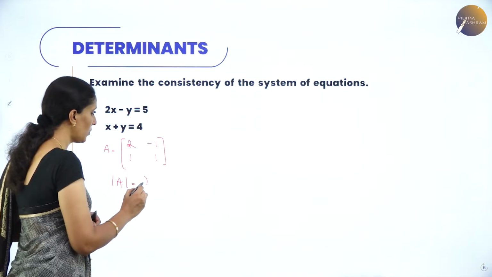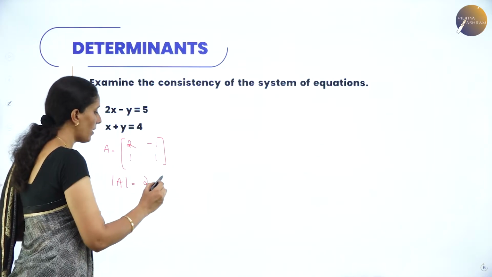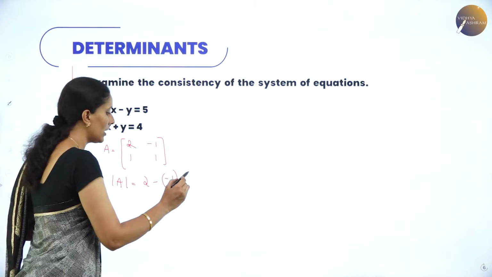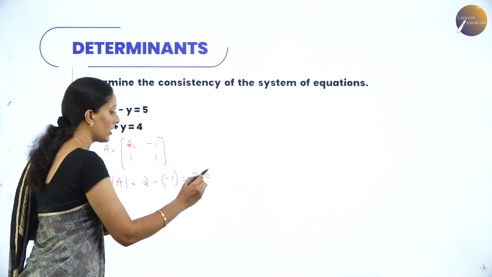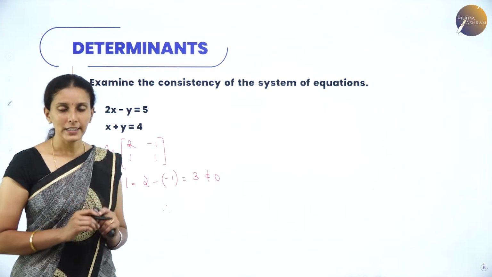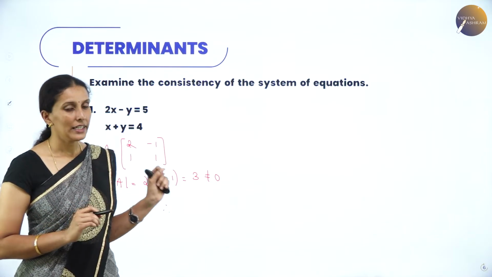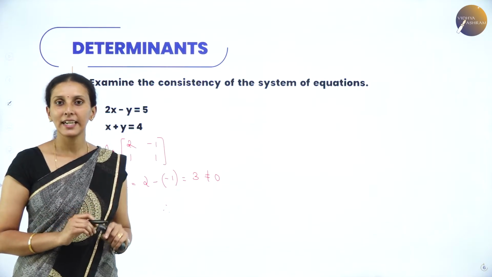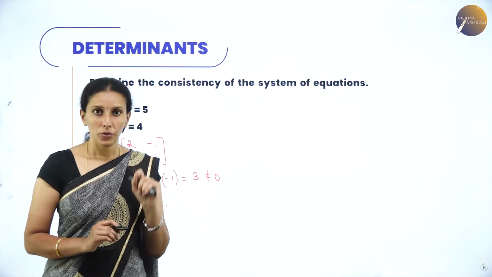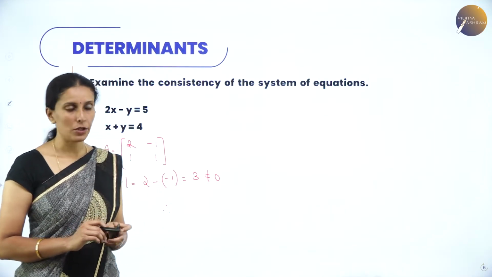2 ones are 2, minus 1 into minus 1, minus 1. So clearly it is 3, not equal to 0. So therefore the given system of linear equations is consistent and it has a unique solution. Unique means one and only one solution.